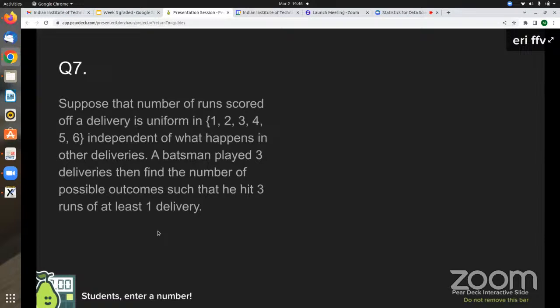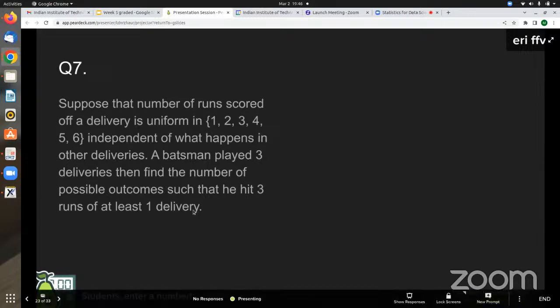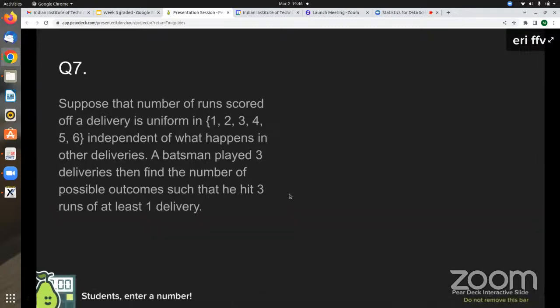A batsman played 3 deliveries. Find the number of possible outcomes such that he hit 3 runs off at least one delivery. If anyone doesn't understand the question, just let me know. The batsman has played 3 deliveries, that means 3 balls, and we need to find the number of ways in which he will hit 3 runs on at least one delivery. Let's say in the first ball he scored 1 run, second ball 4 runs, and third ball 3 runs.